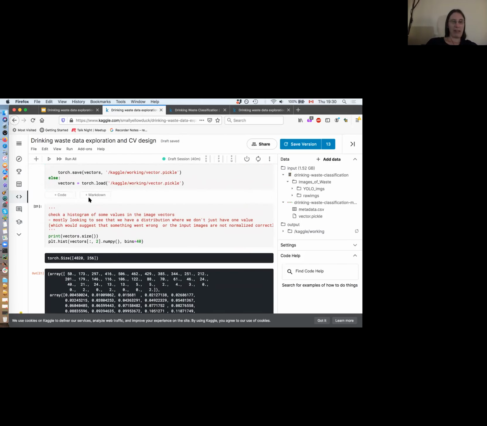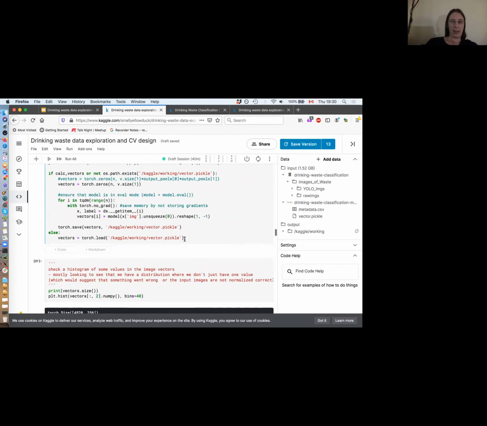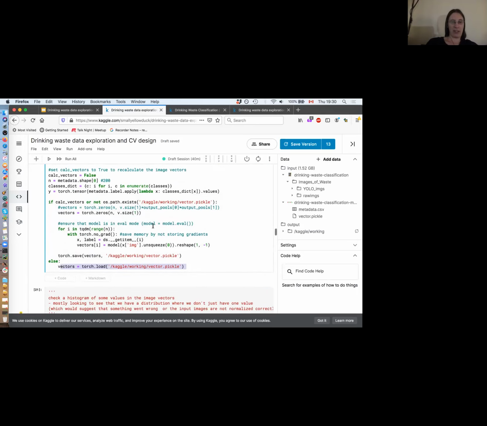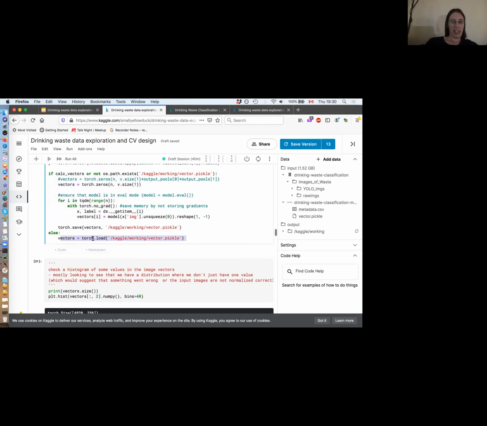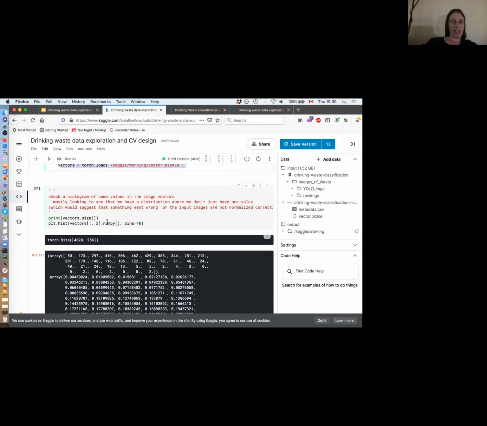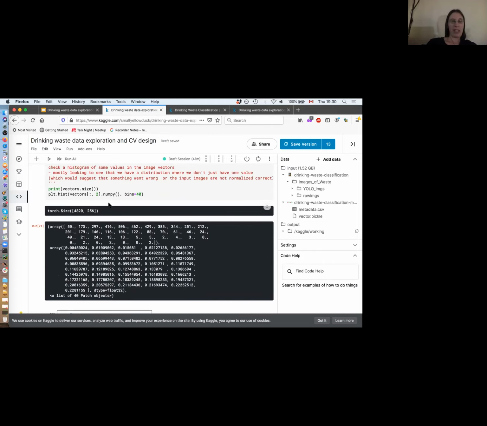Okay, and so I've already generated the vectors and I put them in this vector.pickle file. So when you run this code, you don't actually have to generate all the vectors yourself. I'm just now reading them from the vector.pickle file. And something that's good to do is to check the histogram of some of the values in some of the image vectors. Basically what we want to see is that we didn't end up with the model mapping all of the images to a vector representation that's like all 72 or all 0.